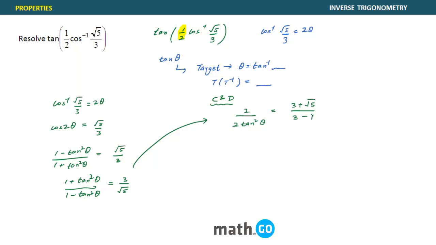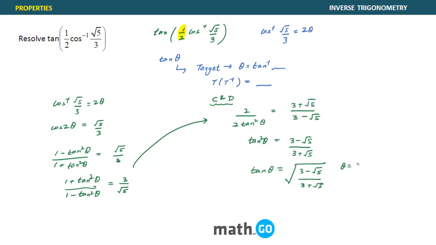Right, this is what you are going to fetch. And you can now easily say that tan square theta is nothing but (3 minus root 5) by (3 plus root 5). This is your tan square theta, and tan theta will be then the under root of all this, that is the under root of (3 minus root 5) divided by (3 plus root 5). Now you have actually got the value of tan theta.